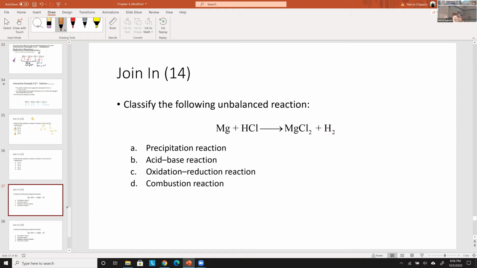This equation, is it a precipitation, which we didn't really learn yet, so it's probably not the answer. Acid base, we know. Oxidation, we know. And combustion, we know. So is it combustion? No. Okay. Is it acid base? No, but you thought about it because it has an acid in it, but it doesn't have a base, so no. It does have a salt, but it doesn't have water. Okay, so it's oxidation reduction, whatever. That's what we're learning.